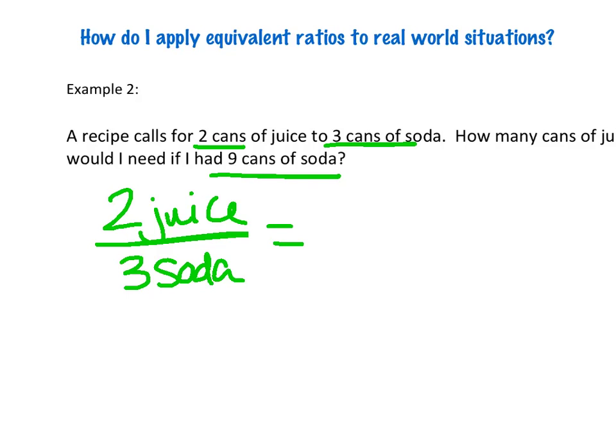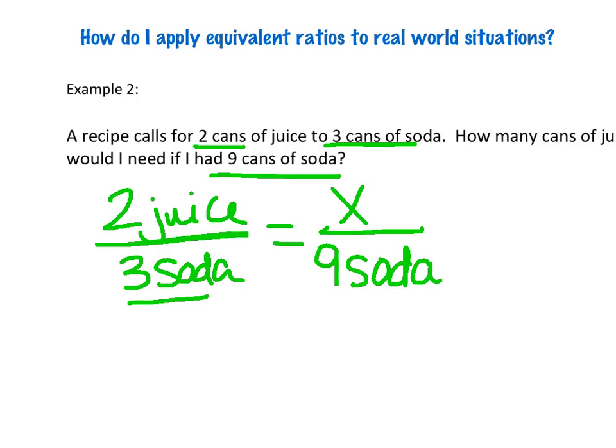So now it wants to know, well, how about if I have 9 cans of soda, how many cans of juice would I need? Well, because I have 9 cans of soda and I've got soda down below here, I need to put my 9 soda down below. And then what I'm solving for is the amount of juice. So that's lined up as well.